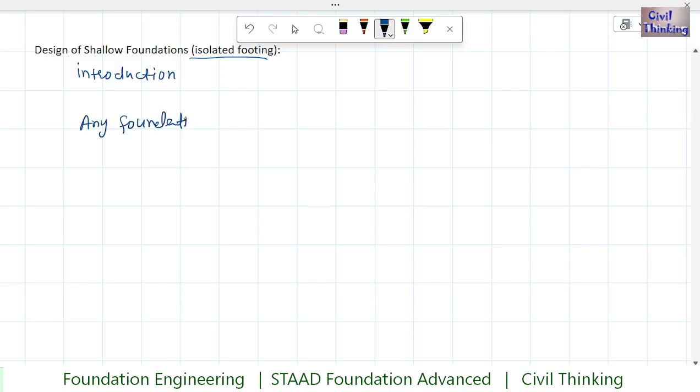So all kind of foundations generally have two broad design steps, okay? So we have two broad design steps when we design any foundation, not just shallow or isolated footing, but all kind of foundations. I mean isolated or combined, or the deep foundations like pile foundation, well foundation, okay? All the foundations, we have two major steps, okay?